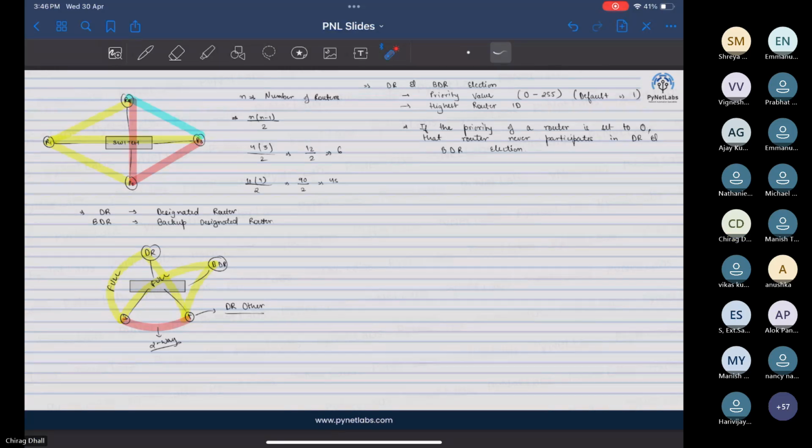LSA is inside DBD, the database description. BDR is simply a backup to the designated router. Whenever DR fails or goes down, the backup designated router will take the responsibility of DR. First is the election of DR, then the next election is of BDR.